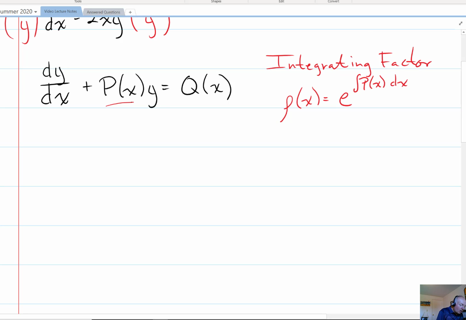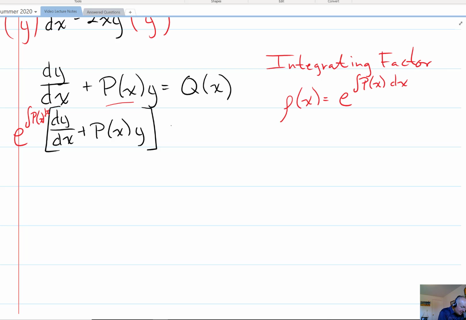Okay, so let's see how that works when we use that particular integrating factor. Of course, what we're going to do is take our differential equation. Let's just put it right here. dy/dx plus p of x times y, and we're going to multiply that by e raised to the integral of p of x dx. That's the left-hand side, equals q of x, and we're multiplying it by the same thing, e raised to the integral of p of x dx.